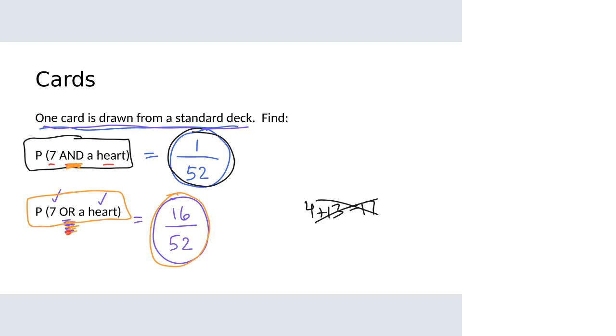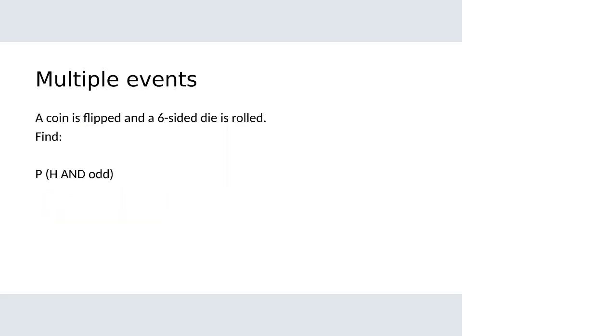Okay, fantastic. One more type of probability we're going to look at today, and that's multiple events. So far, we've looked at rolling a single 6-sided die. We looked at rolling a pair of dice, and we looked at drawing a card from a deck. Now we're going to do 2 different things. We're going to flip a coin and roll a die.